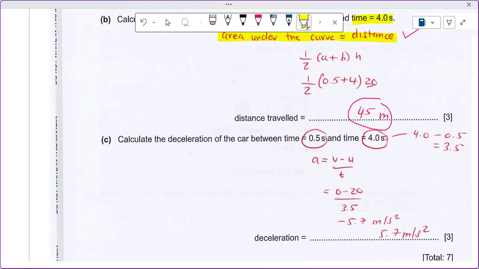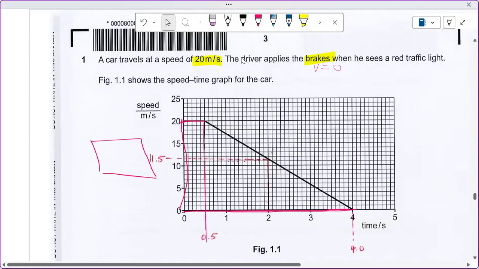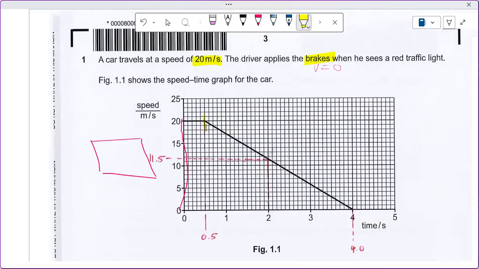Then here they're asking you to calculate deceleration, and calculating deceleration is as easy as using the formula for acceleration, which is a equals v minus u over t. And literally, they told you at time t equals 0.5 and 4. So that means I must find the deceleration. And I must actually see if on the graph it is decelerating also. You can clearly see that it started decelerating after 0.5 seconds. You see that? Because this whole line is going down, so it's decelerating.